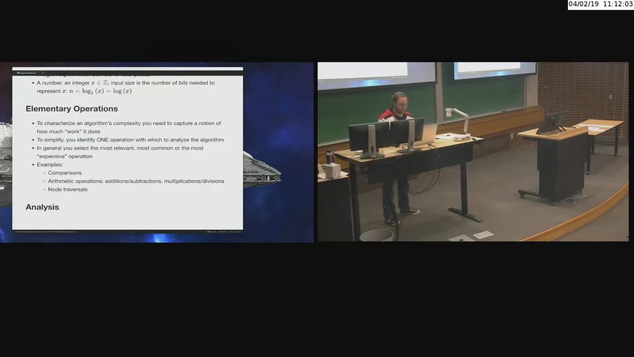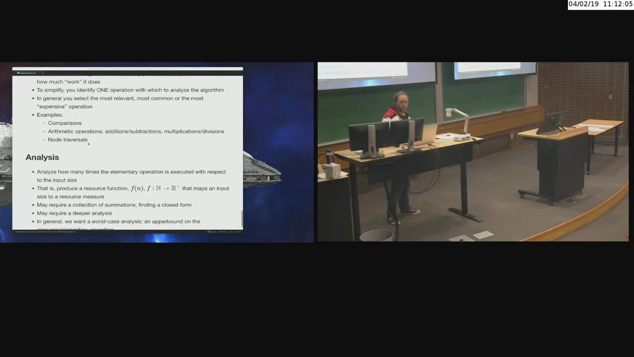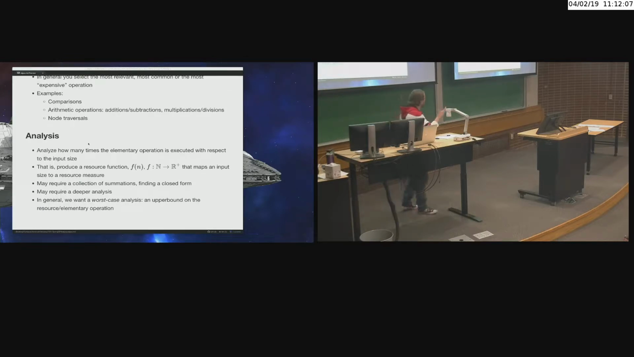I'll go ahead and cut and paste this and go through it again. You analyze how many times the elementary operation is executed with respect to the input size. You want to produce a resource function, f of n, which is a mapping. We may not have a lot of discrete math yet, but it's a mapping from the natural numbers onto the positive reals. Why the natural numbers? 0, 1, 2, 3, 4.